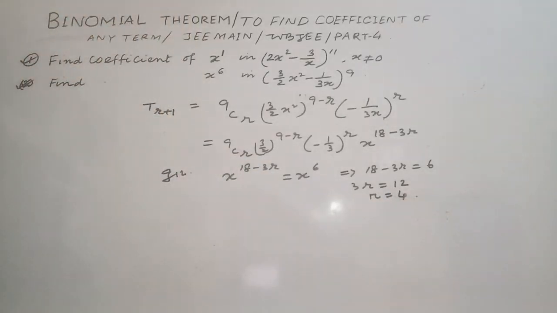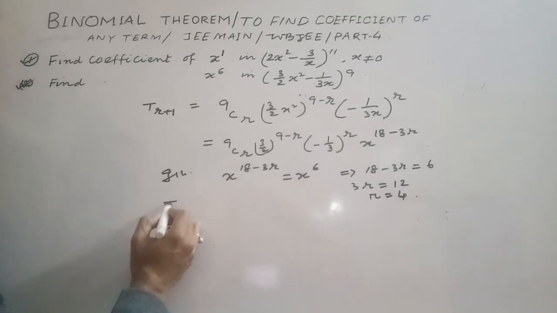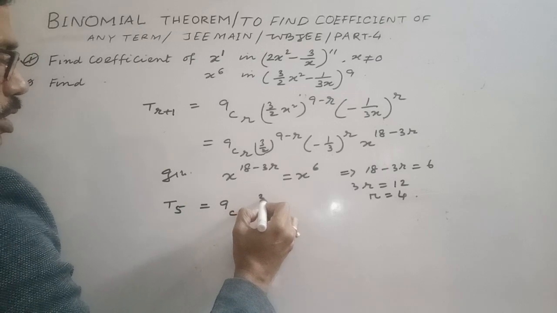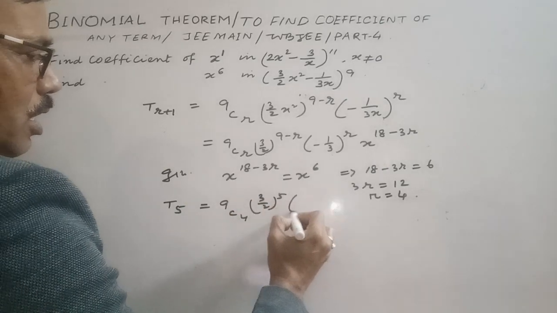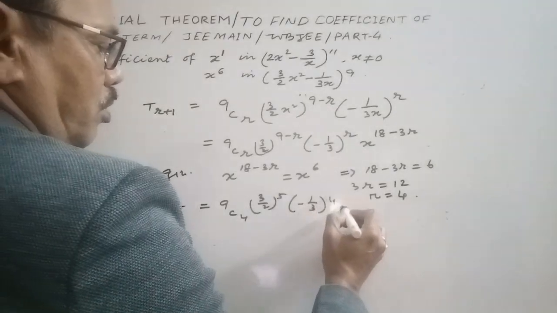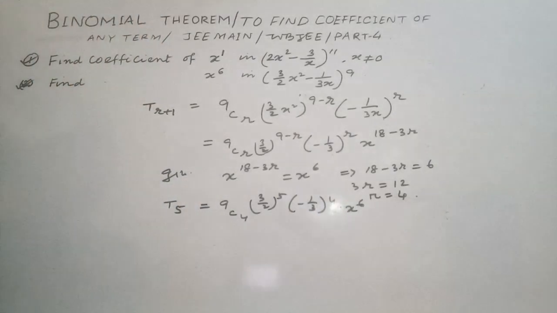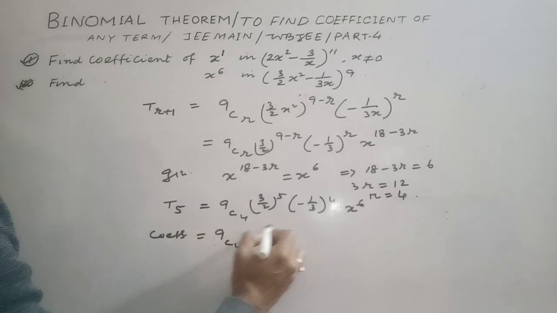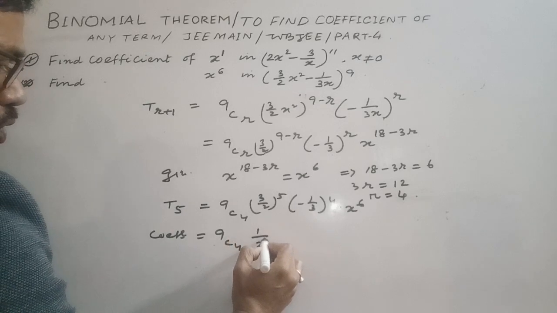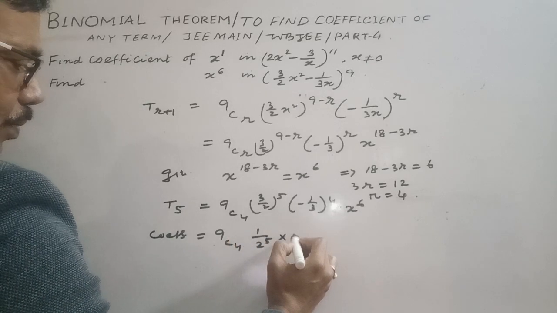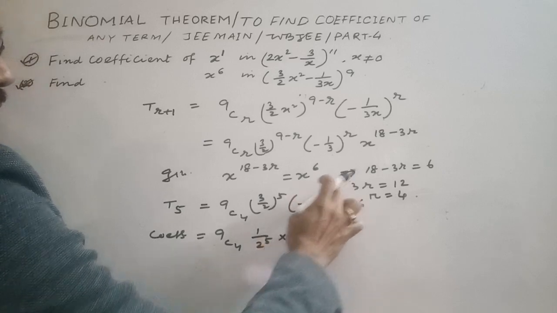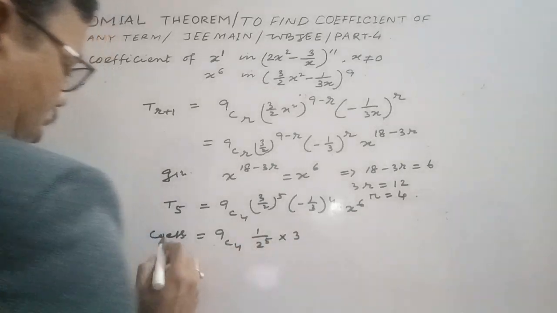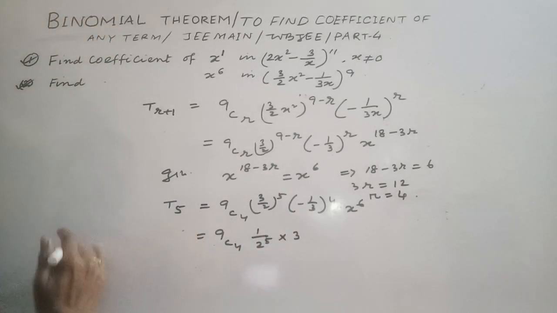r equals 4. So T5. What is our T5? 4 plus 1. 9C4, (3 by 2) whole to the power 5, (minus 1 by 3) whole to the power 4, into x to the power 6. So coefficient equals 9C4 times (1 by 2) whole to the power 5 into 3. Minus 1 to the power 4 is positive. This is 3 to the power 4, this is 3 to the power 5. That is the coefficient of x to the power 6.